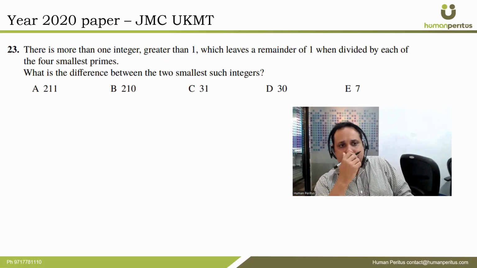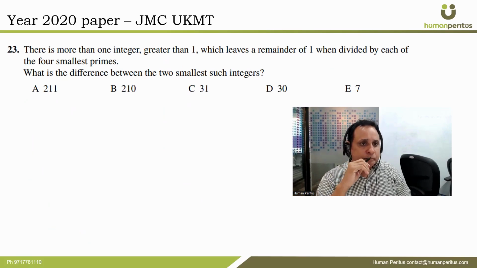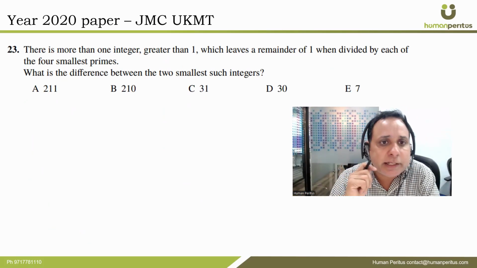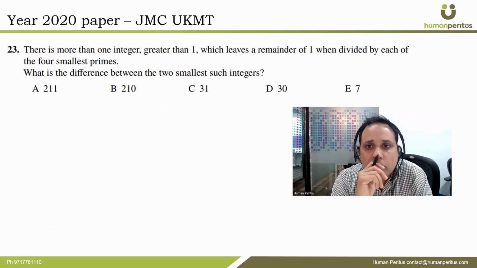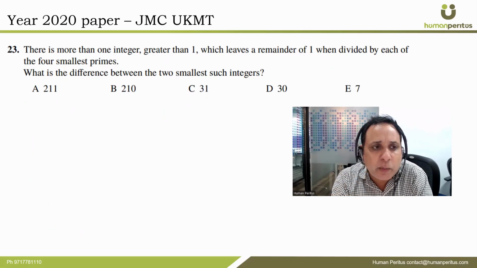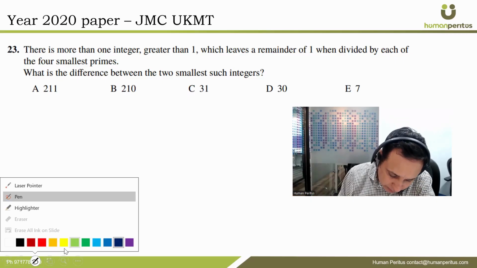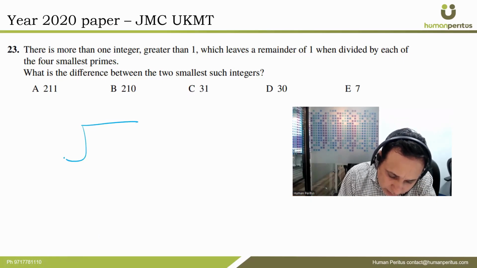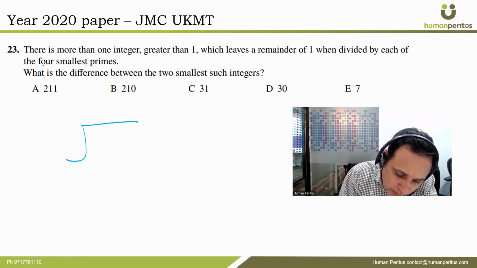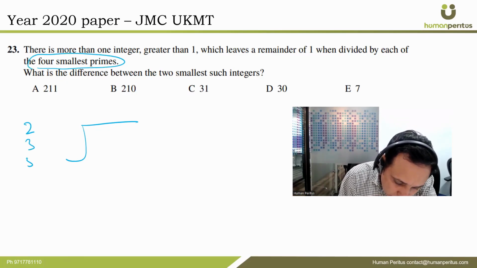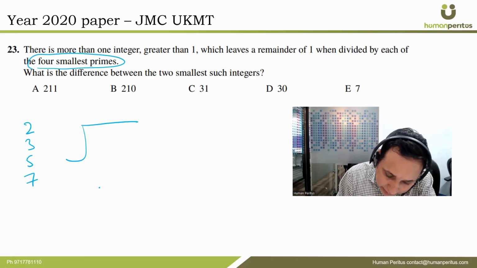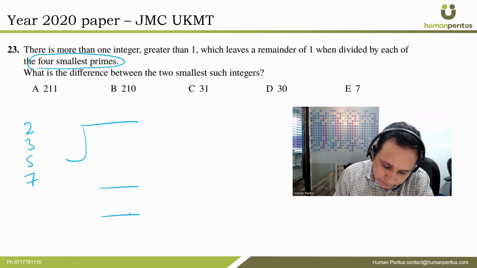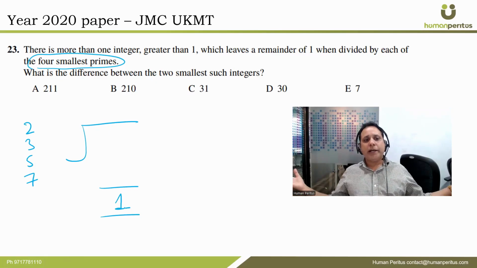Now guys, look at this 2020 question. There is more than one integer greater than 1 which leaves a remainder of 1 when divided by each of the 4 smallest prime numbers. So there is some number, and we try to divide this number by the 4 smallest prime numbers, which are what? 2, 3, 5 and 7. And I get my remainder to be 1.